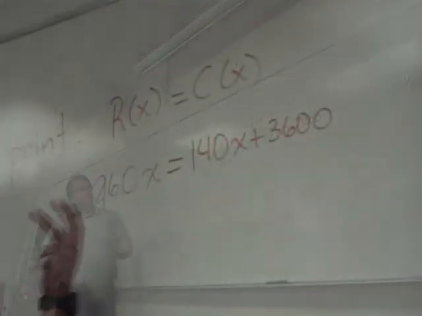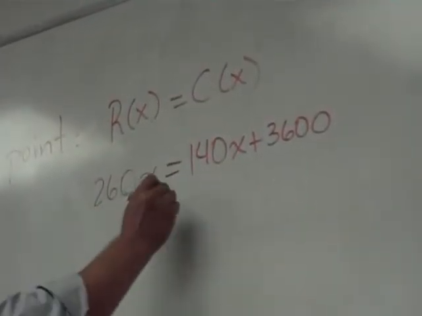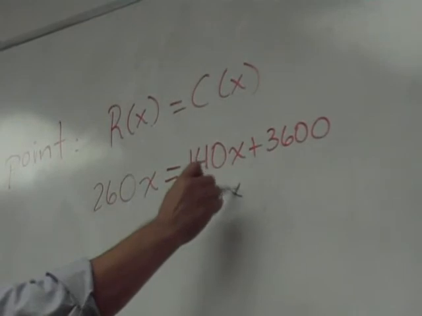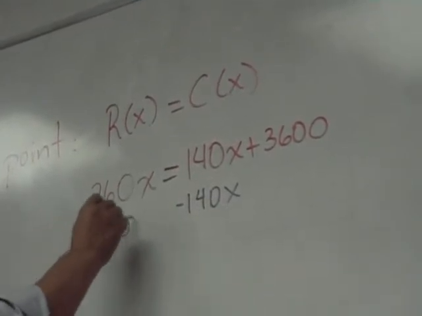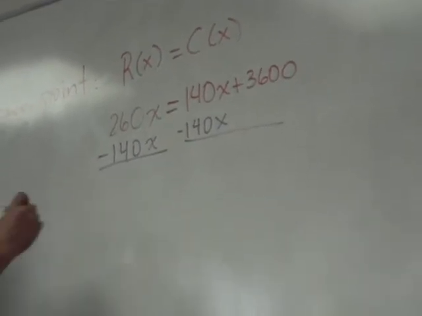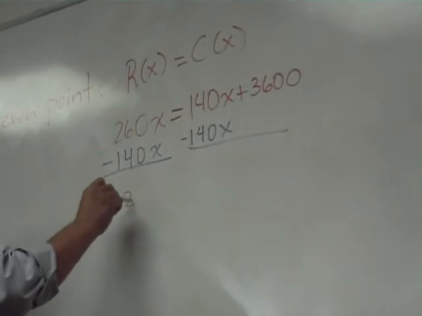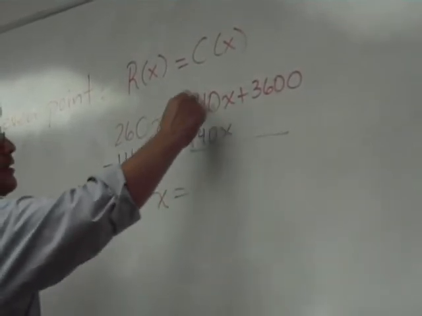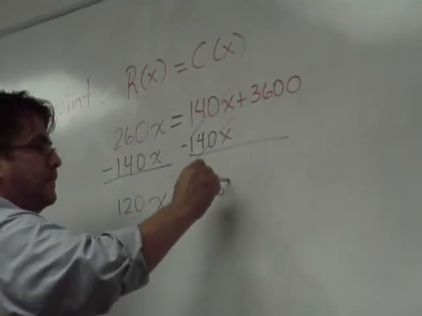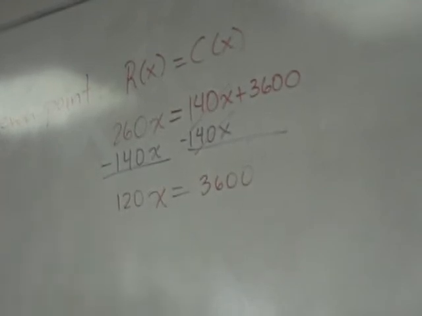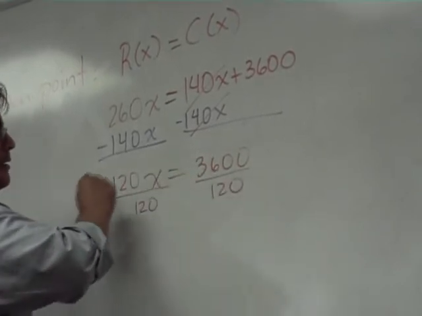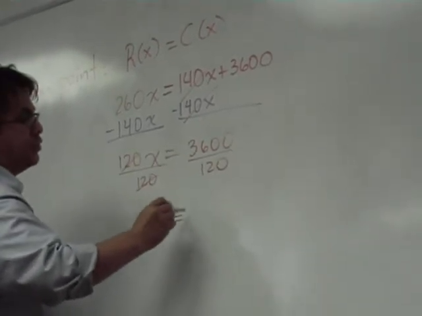That's it. Let's get all the x's on one side. So I don't want the 140x right here. Since it's a positive 140x, I will add the opposite. I'm going to subtract 140x from both sides of the equation. That will give me 260 minus 140, 120x is equal to, here the x's cancel out. That's why we did that. And we're left with 3,600. And now we divide both sides of the equation by 120, and x is equal to 30.